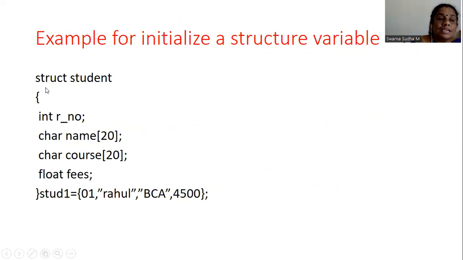You see, struct is a keyword, student is a structure name. Inside that we have roll number, name, course, and fees. For roll number, it is 01. For name, it is Rahul. For course, it is BCA. For fees, it is 4,500. Like this, we'll be able to initialize the values of the structure.